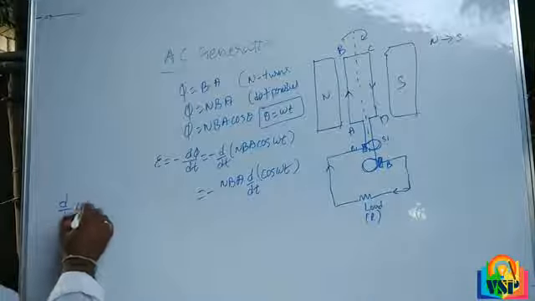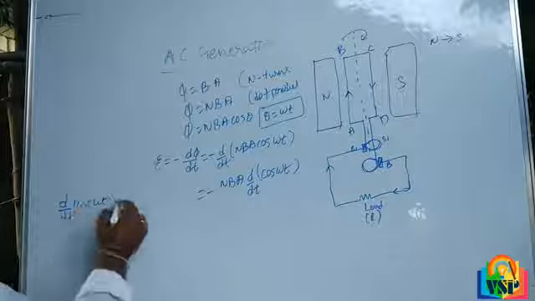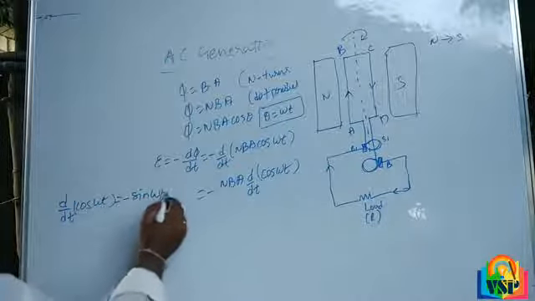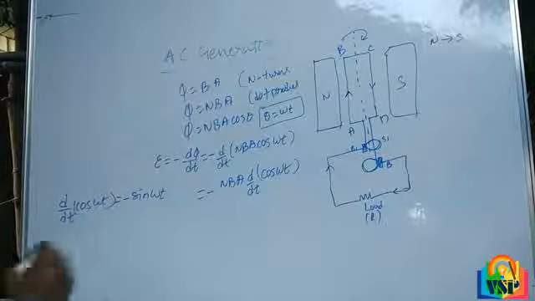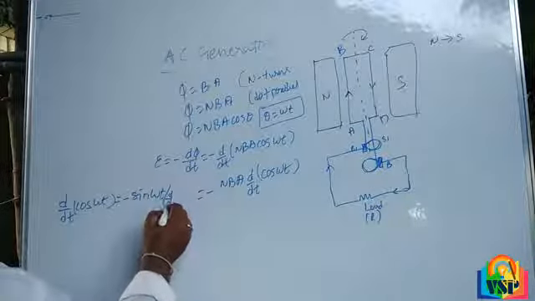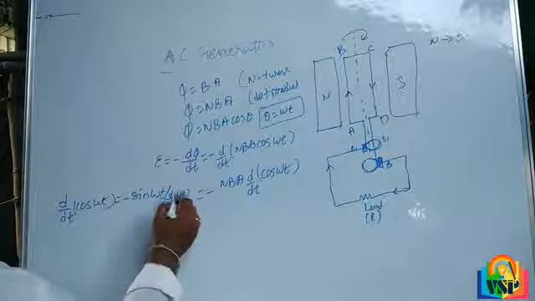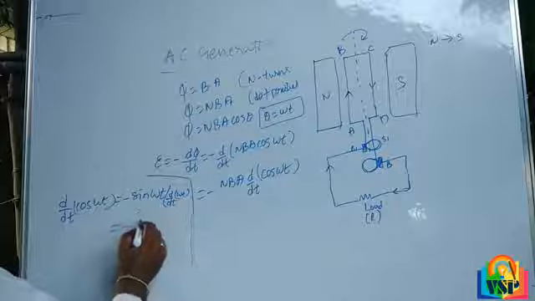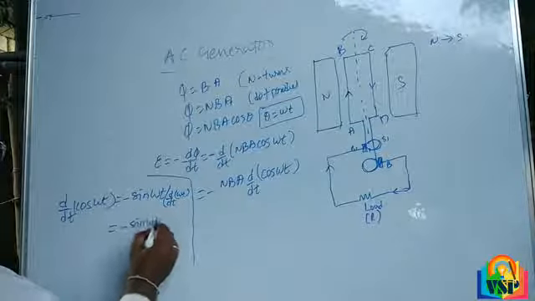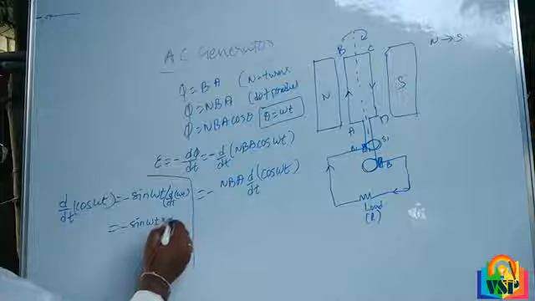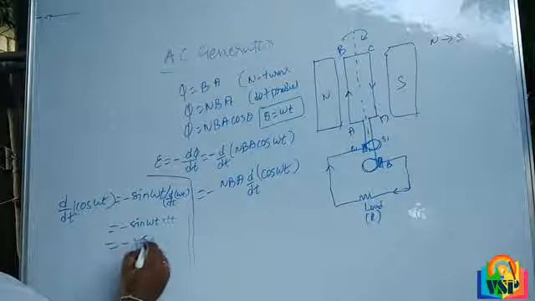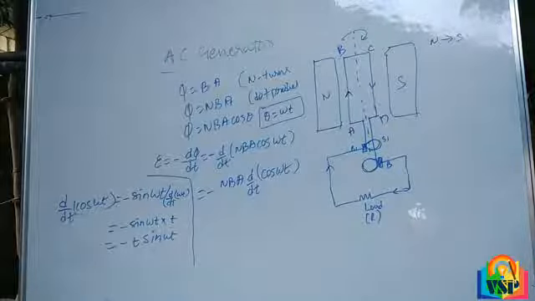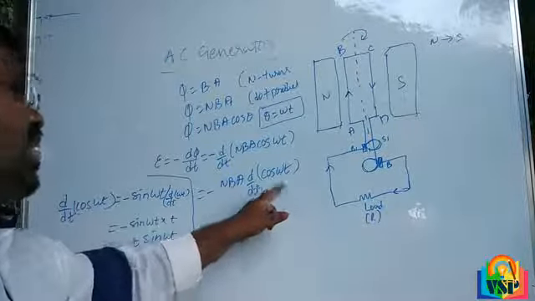d by dt of cos omega t, the differentiation, is minus sin omega t. Understand? Minus sin omega t into d by dt of omega t. We can write it as t sin omega t. This is the differentiation of d by dt of cos omega t.